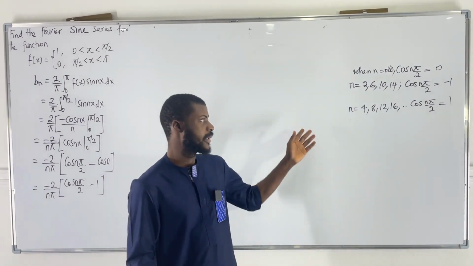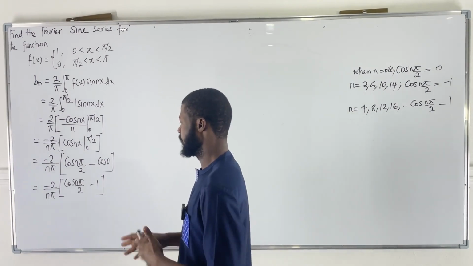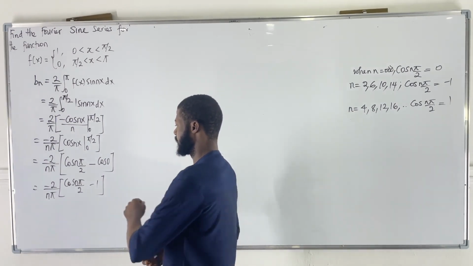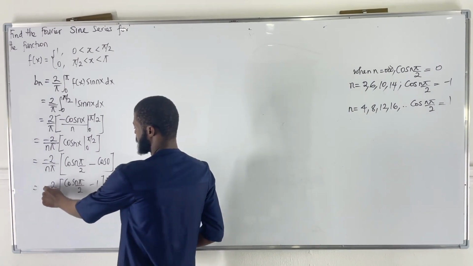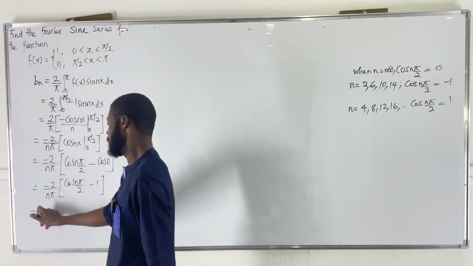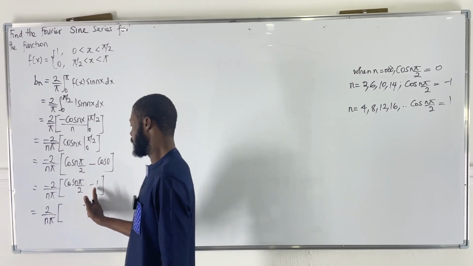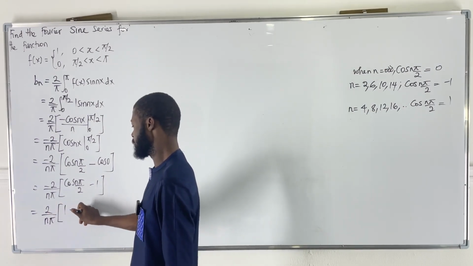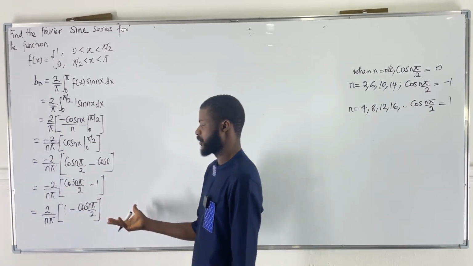Okay, so this is what we have. Now what I'm going to do next is, let me do something beautiful to make everything fine. This guy here, I want to turn it around. So I want to use this minus here to turn this around. So this will then become 2 over n pi into 1 minus cos n pi over 2. Yeah, this is what it's going to be.